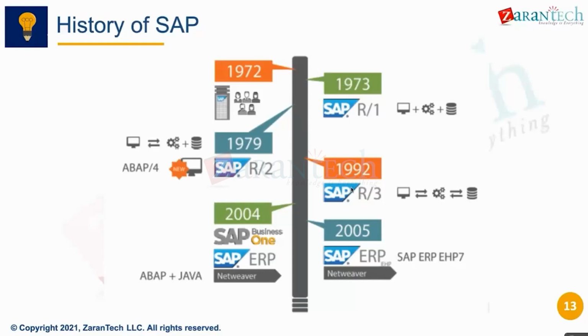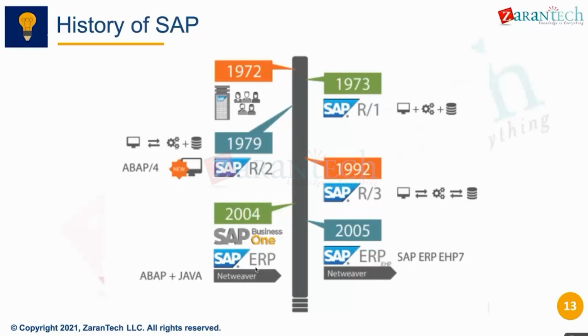Once R3 was successful, it ran for around 12 years, until 2004. SAP was doing very well from 1992 to 2004 with SAP R3. In 2004, they came up with SAP ERP on the NetWeaver platform. SAP Business One is an ERP for small scale industries that we don't focus on too much. Small shops or one shopping mall can use such small software. But SAP ERP, for enterprise resource planning, is for the big industries, on the NetWeaver platform.